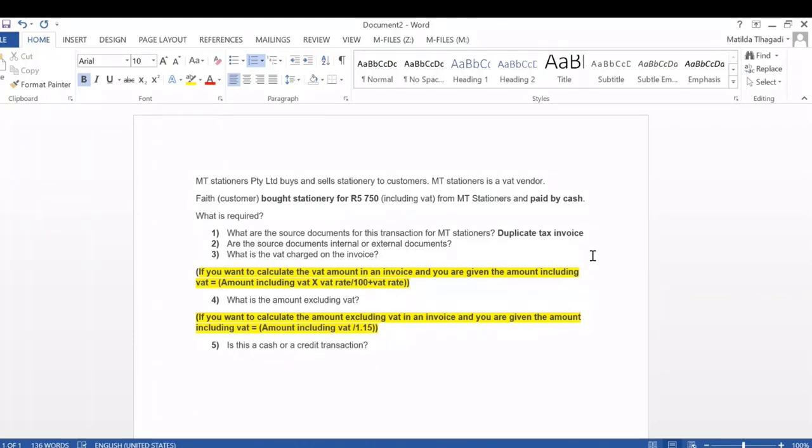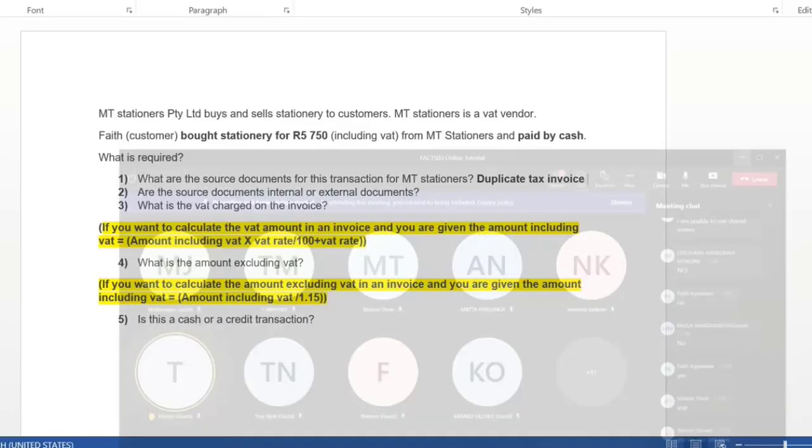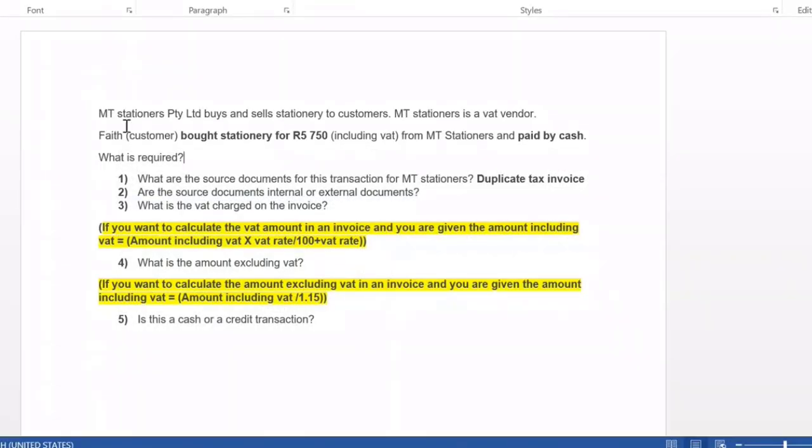Because they've issued the original tax invoice to Faith, the customer. Now they're left with a duplicate tax invoice as evidence that they sold stationery. So my question is, is this the only source document? Because now, guys, remember, MT Stationers sold stationery to its customer Faith, and Faith paid by cash.